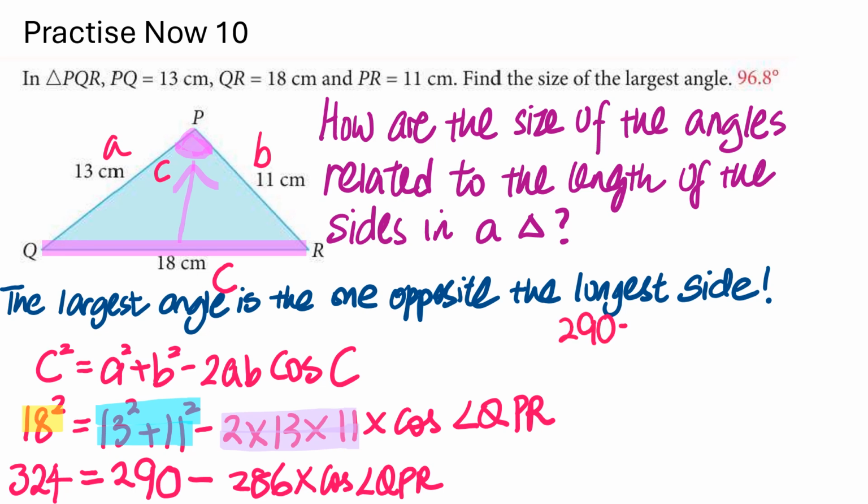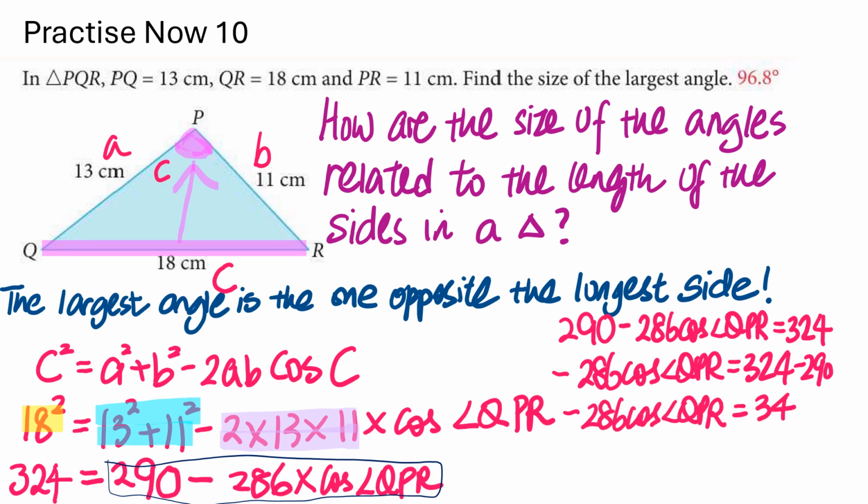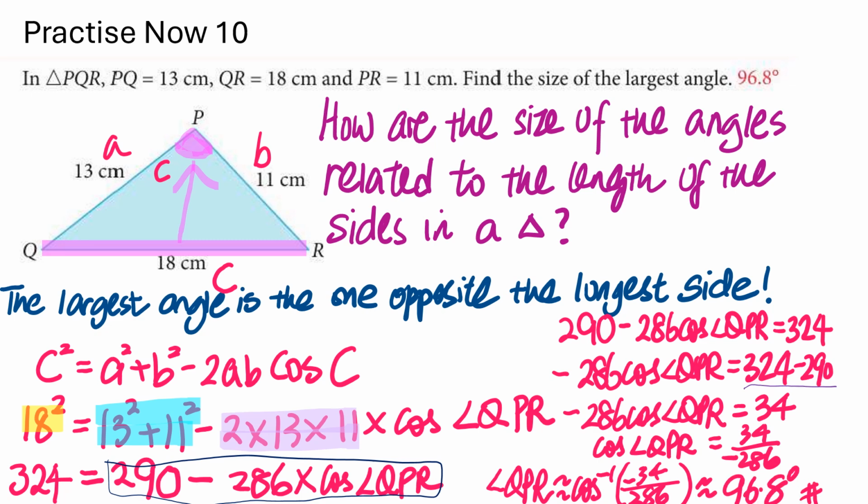Now the next thing, usually I would advise the students to do it this way. Since you are finding cosine angle QPR, put this on the left hand side. Just change position only. Put it on the left, and 324 put it on the right. The next thing is minus 290 on both sides. Use your calculator to work this out to be 34. And then divide both sides by negative 286. And then you cosine inverse it, and you get 96.8. So that is your largest angle.